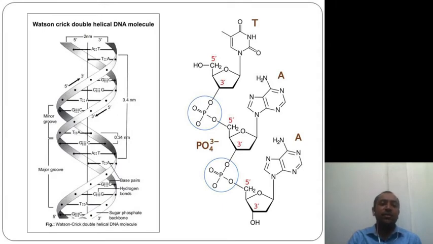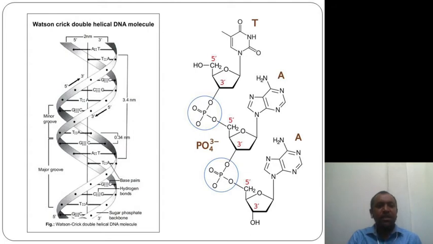Now, besides this, the distance between two bases is 0.34 nanometer, and in a complete turn of a DNA molecule, there are 10 bases. So you multiply 10 into 0.34, that becomes 3.4 nanometers. So a complete turn of the DNA molecule has a 3.4 nanometer distance. Besides this, if you see in the diagram, there are minor grooves as well as major grooves.